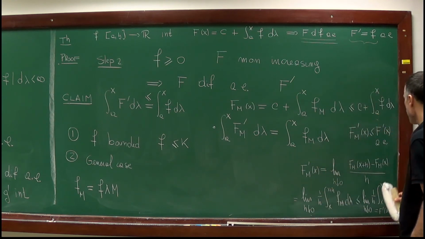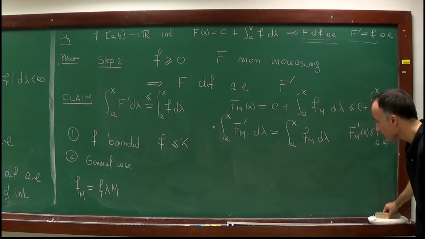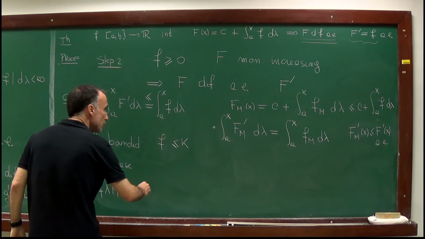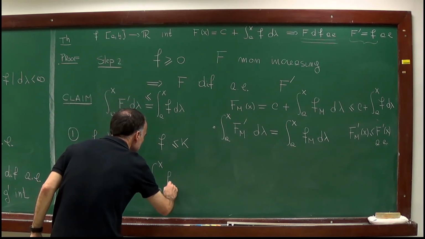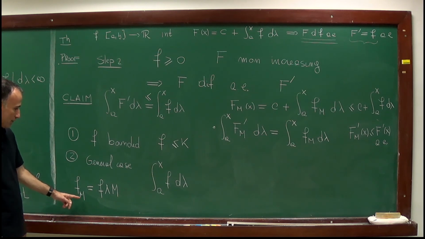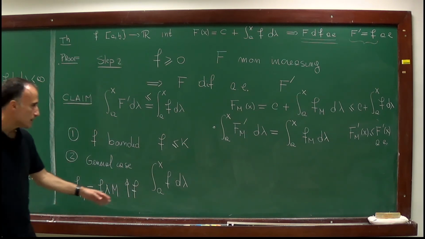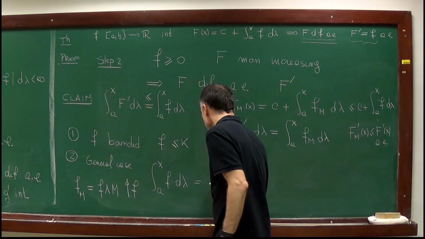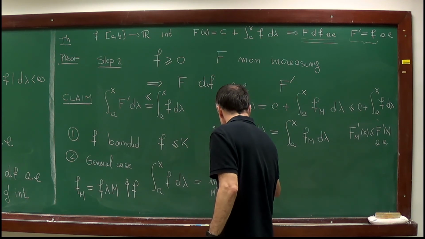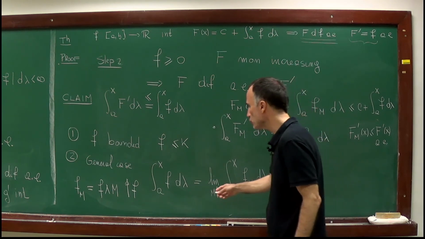And now I have the two properties to conclude the proof of this assertion, because remember, I want to show that this integral is bounded by that one. So let's write that integral, the integral from a to x of f d lambda. Well, f_m is increasing to f. These are non-negative functions. So by the monotone convergence theorem, I have that this integral is equal to the limit as m goes to infinity of the integral from a to x of f_m d lambda.